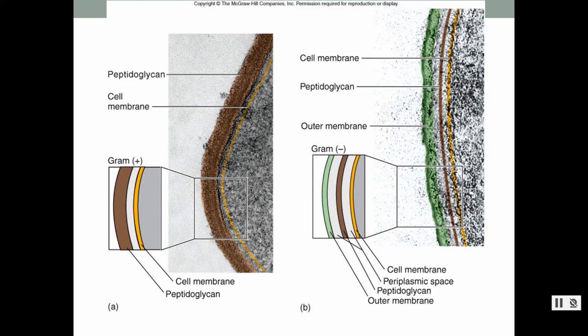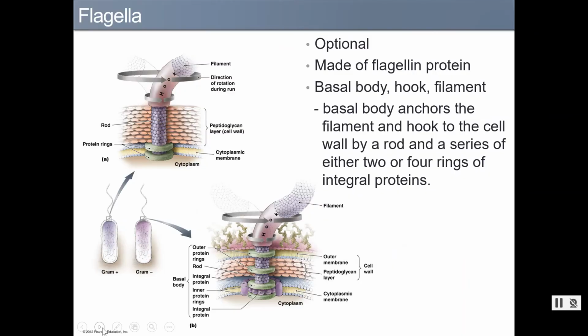Now, when you perform the gram stain, gram-negative cells will stain pink. When you perform the gram stain, the exact same procedure, gram-positive cells will stain purple.